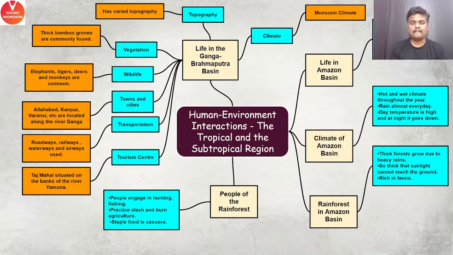So guys, are you clear? Everyone? Come on guys, if you are clear. Typically both the basins form the tropical subtropical regions. One is in South America, one is in the Indian subcontinent. So how is life? Flora, fauna, climate, towns and cities, if any. Correct. This is how you need to divide the chapter and remember.